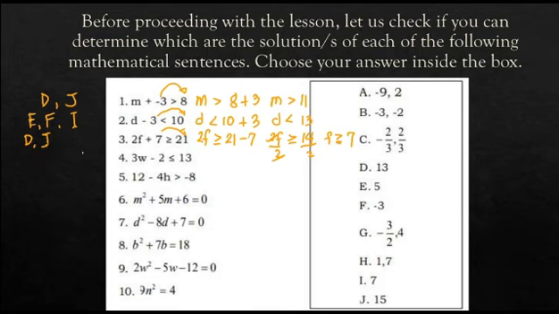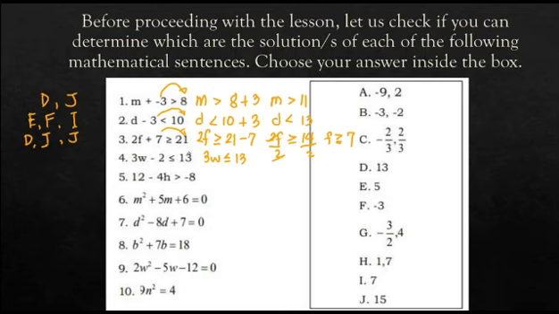Okay, so that is J. J is positive 15, which is also greater than 7. Let's have number 4. In number 4, we are given 3W minus 2 less than or equal to 13. So, again, isolate 3W, copy less than or equal to 13.